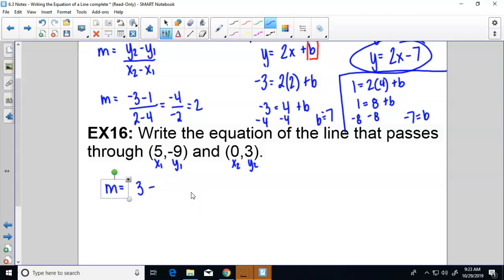Say it again, sorry. -9, very good. Make sure you put some parentheses so you don't get things lost there. All right, and then we have x2. What's our x2, Hayden? 0. And what's our x1? It's 5. So, double negative here, we're going to make that a positive. 3 plus 9 is going to give us 12. 0 minus 5 is going to give us 5. Okay, so we get a slope of 12 over 5. Will that reduce? It will not. It is a negative. Thank you very much. So it's going to give us a negative 12 over 5.